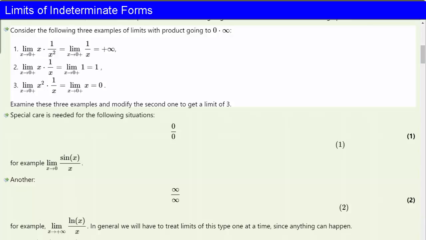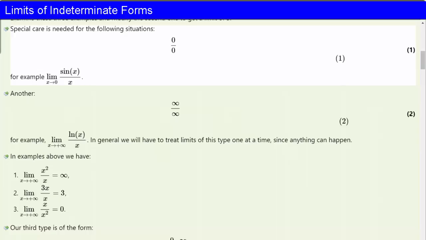The limit of x times 1 over x squared is just the limit of 1 over x as x goes to 0 from the right, and that's plus infinity. But the limit of x times 1 over x, which is also of the form 0 times infinity, is just the limit of 1, which is 1. And the limit, again as x goes to 0 from the right, of x squared times 1 over x is also the form 0 times infinity, and that's the limit of x, which is 0. Take a minute to examine these three examples, and then modify the second one to get a limit of 3. Once you grasp these three examples, you understand that this type of limit needs special care.